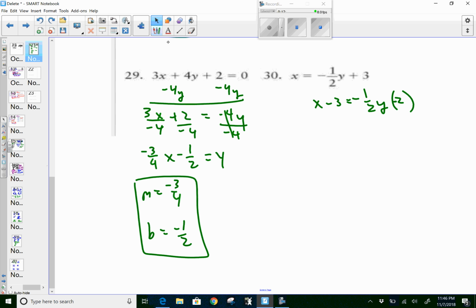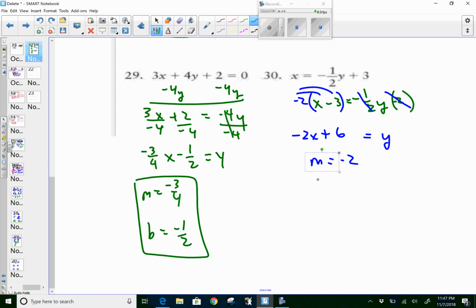Let me just grab the pen. Okay, perfect. It actually works out because I want to do it in a different color anyway. So I'm going to multiply both sides by negative 2. So here I have to do distributive properties. So I get negative 2x, negative times negative is a positive, plus 6. So my m is equal to negative 2, and my b is equal to positive 6.